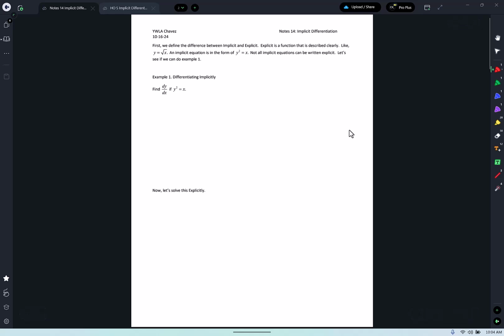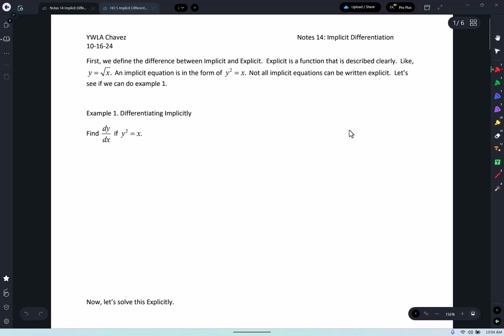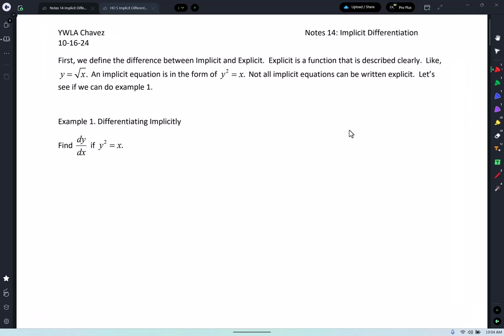All right, here we go. This is going to be a two-part set of notes, guys. Tomorrow we'll do a second iteration of this. In the beginning, some kids find this kind of hard.